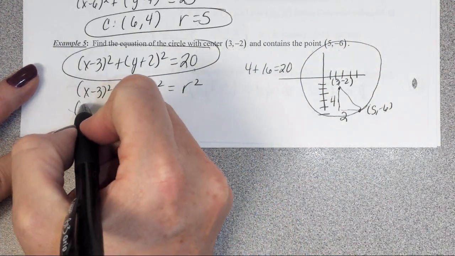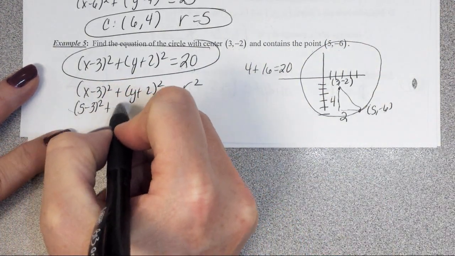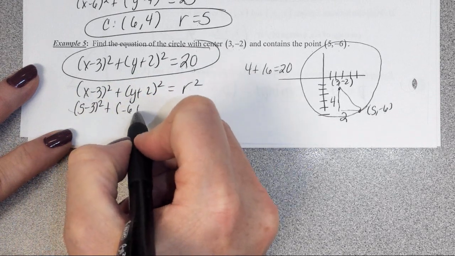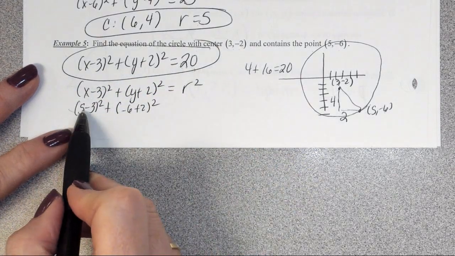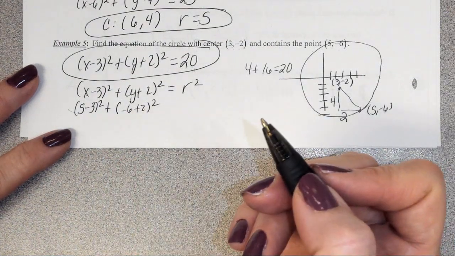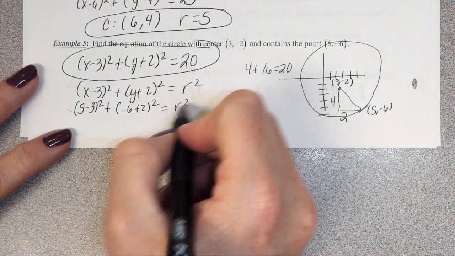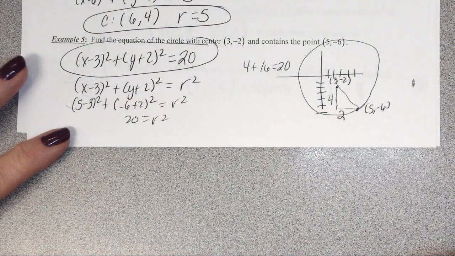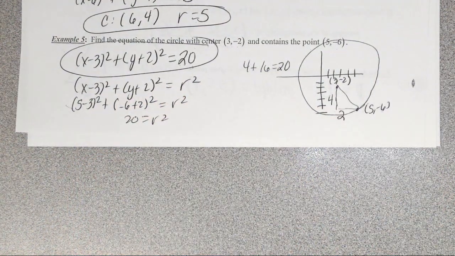Because if we just plug in x is 5, and we plug in y is -6, that's 2 squared, and that's going to be -4 squared. See how it's going to be the same answer? So that's pretty cool, too, that she thought of that on her own. So both ways will work.